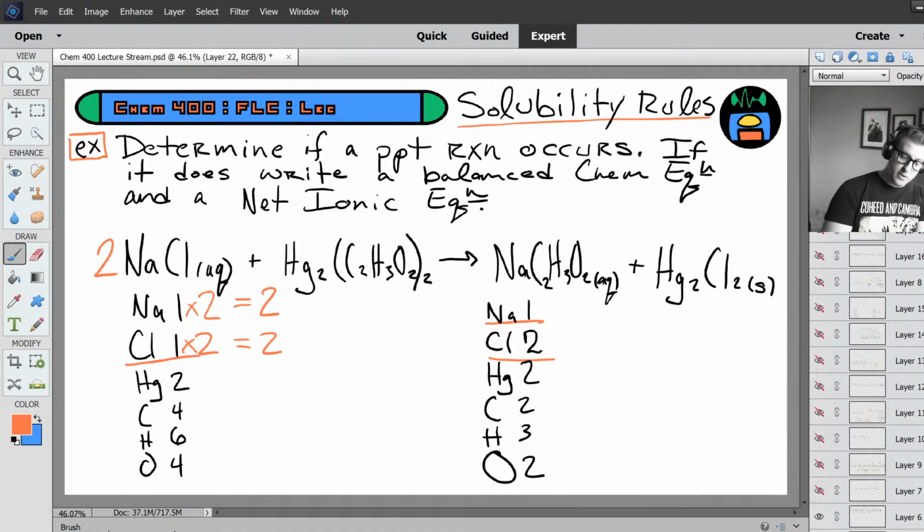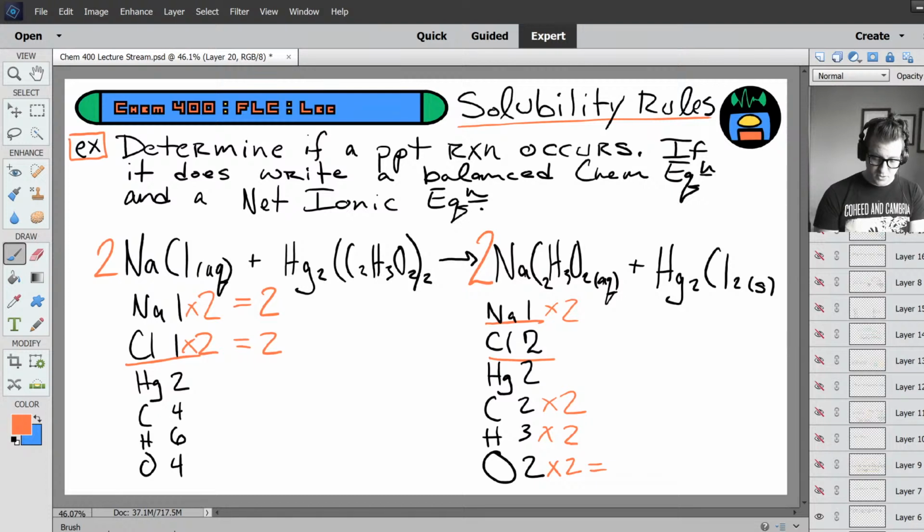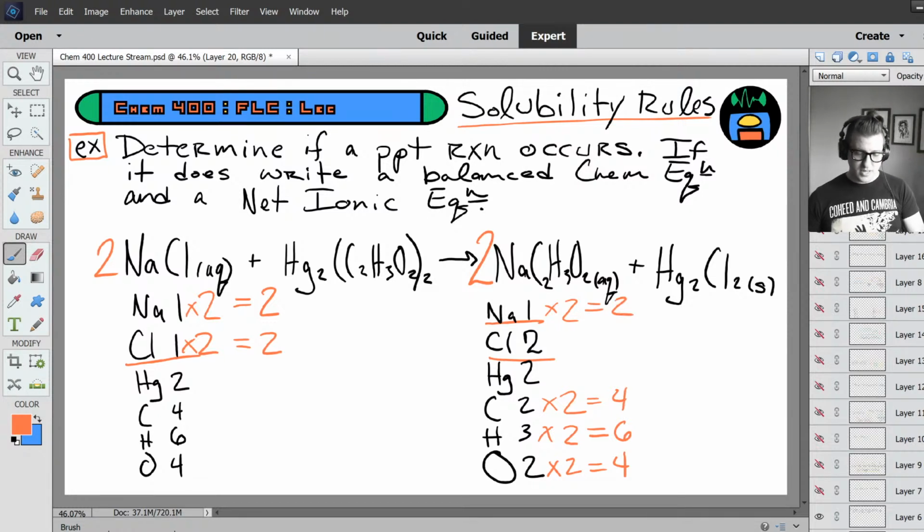Now I have 2 on my reactant side, only 1 sodium on my product side, so I need to multiply sodium acetate by 2. Now this is going to change 4 elements all at once, but as you'll see, as we crunch these numbers, it actually balances all of them, which is kind of awesome. Alright, so that is our balanced chemical equation.